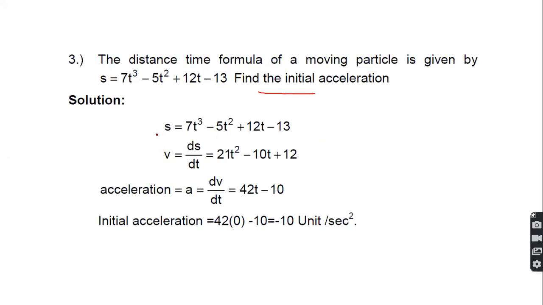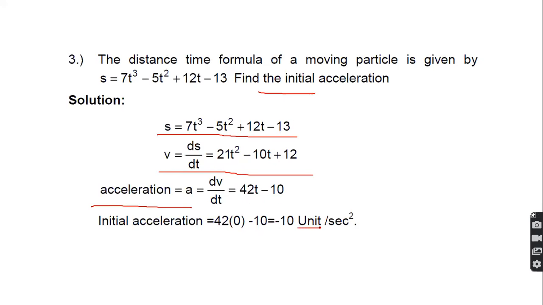Here s is distance, displacement. And then finding v, the velocity, ds by dt: 21t square minus 10t plus 12. Then find the acceleration. Acceleration is dv by dt: 42t minus 10. Now we have to substitute t equal to 0 here. If you substitute t equal to 0, acceleration is minus 10 unit per second.